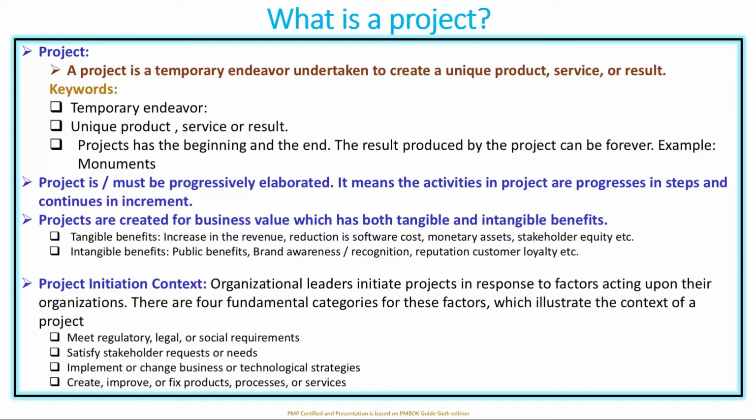Now, going to the next point, a project must be progressively elaborated. It means the activities in the project progress in steps and continuous increments. Whenever we are carrying out any task or performing any activity, it is progressively elaborated, because we cannot do everything at once, right? We do every action or every activity step by step. So that is what is meant by progressively elaborated.